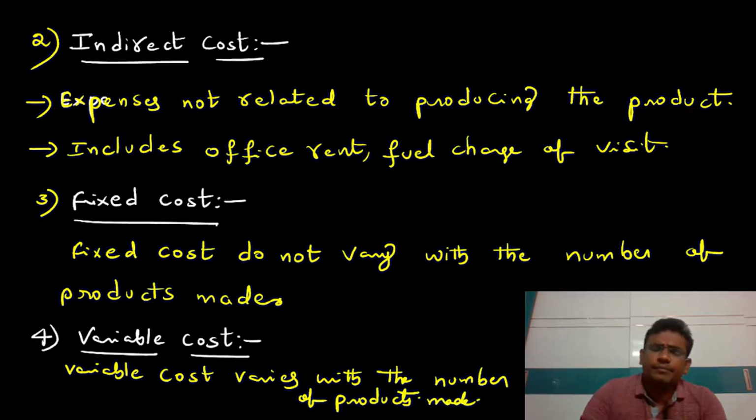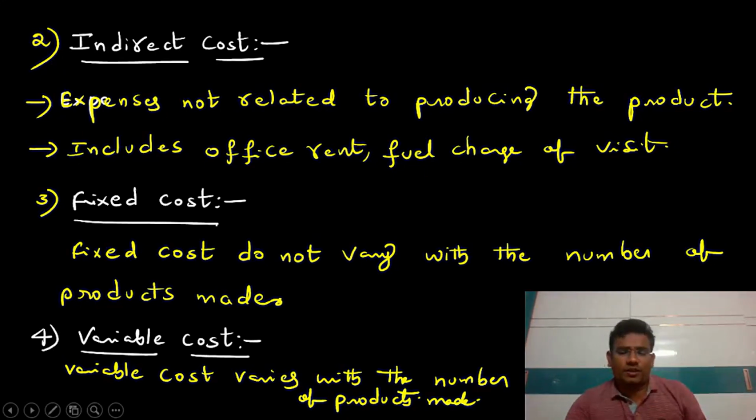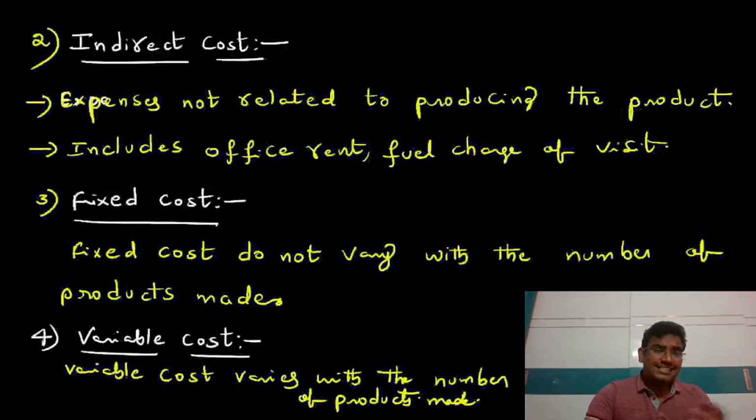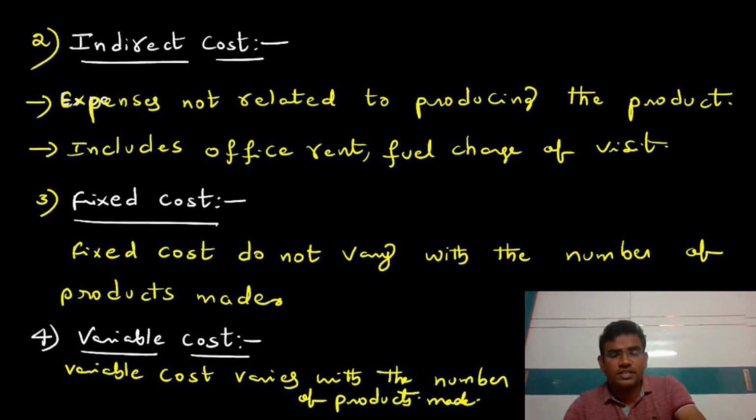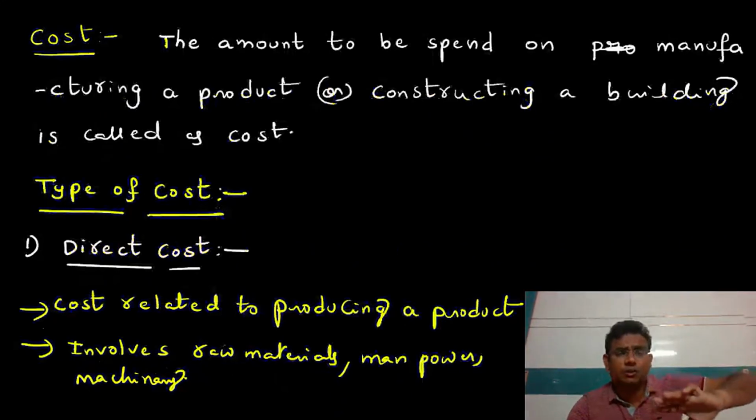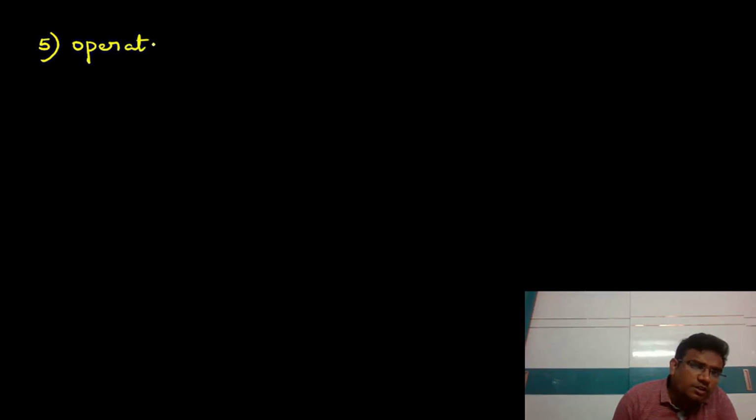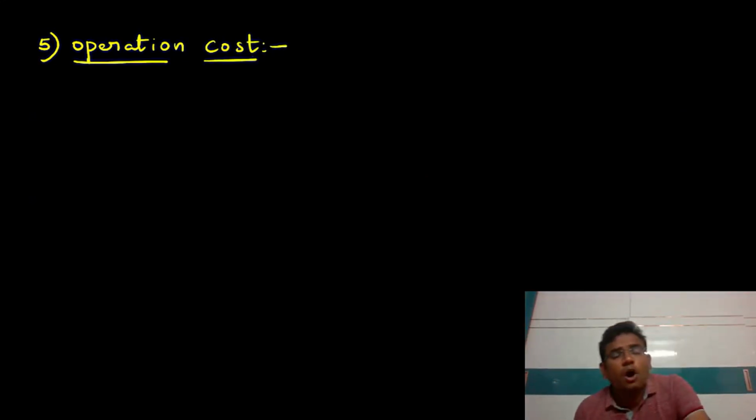Then the next thing I am going to discuss is the operating cost. So this is the second classification, fixed cost and variable cost, and the first classification was direct cost and indirect cost. Now the fifth type of cost I am going to discuss is the operation cost.